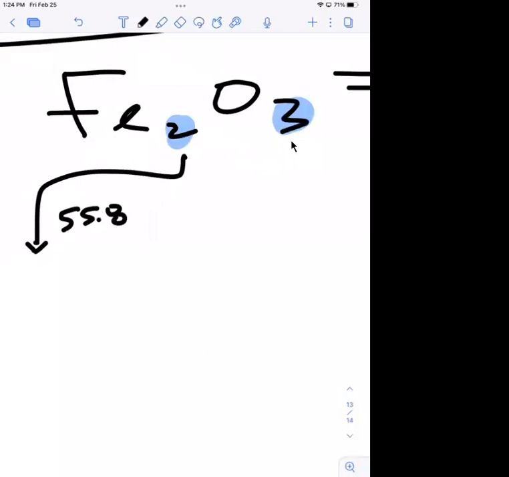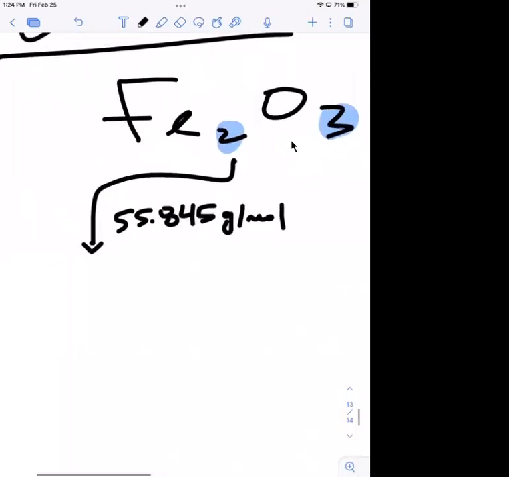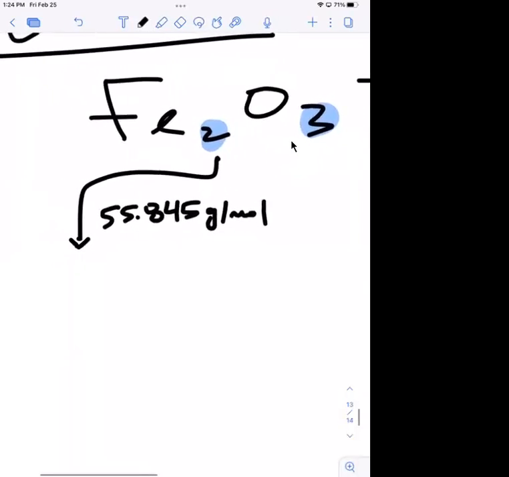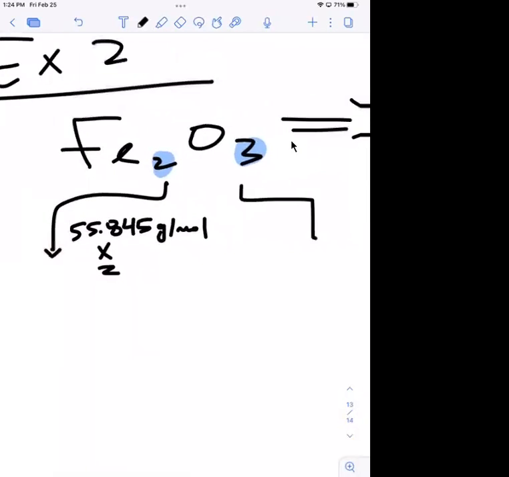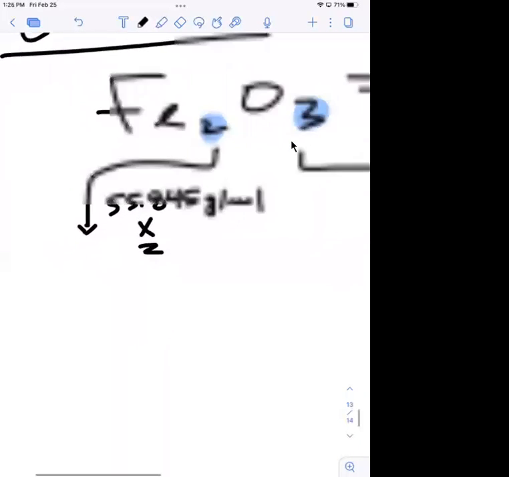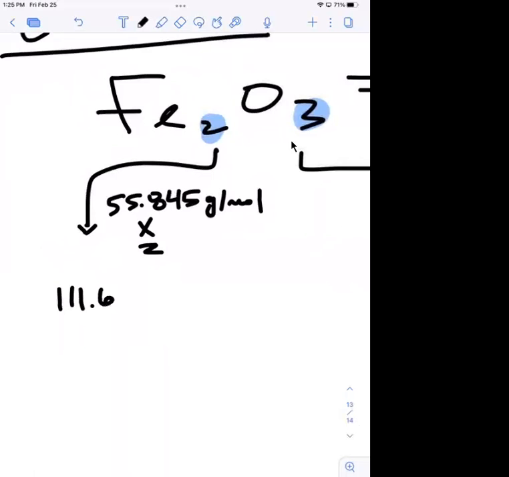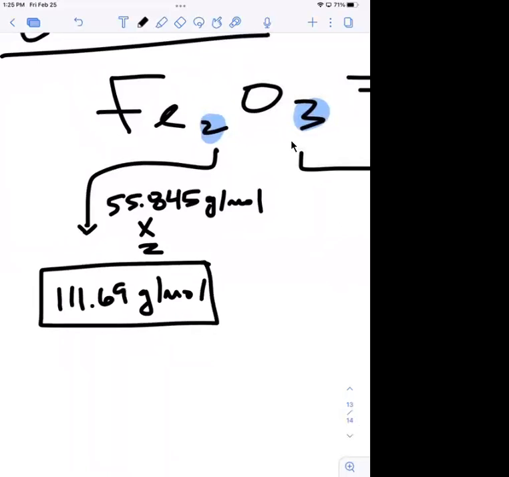What are we looking at? For iron, the atomic mass is 55.845, but we have two irons, so we're going to multiply that by 2. What do we get from that? 55.845 times 2 is 111.69. All right, cool. So that's that part.